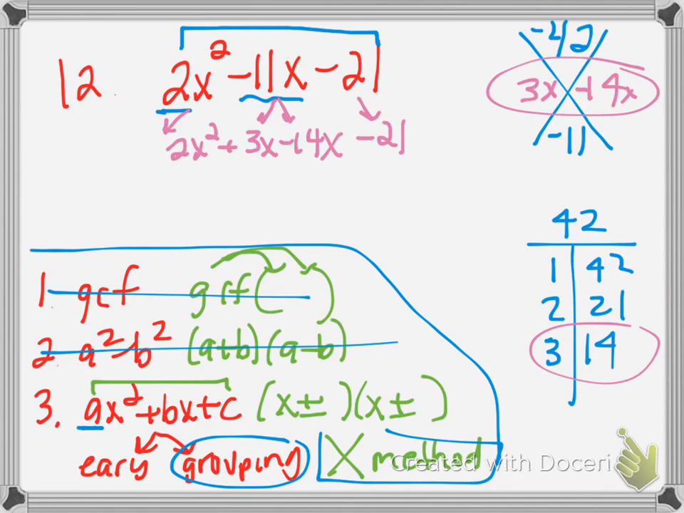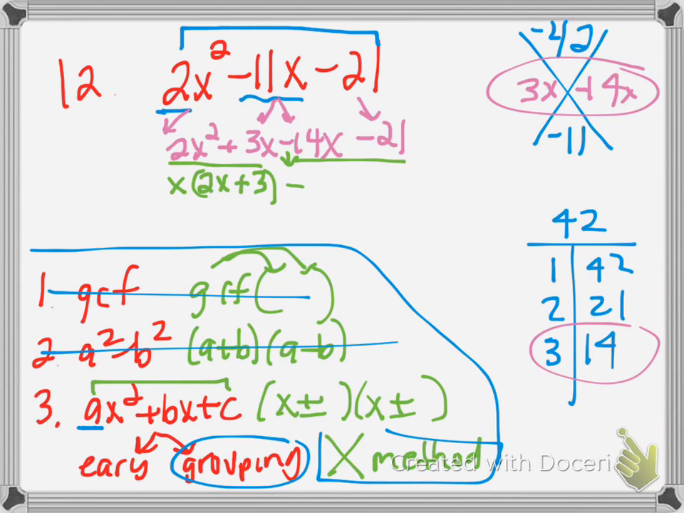From here we underline our two groups and we factor by finding the greatest common factor. First group, no number divides 2 and 3, but they do share an x, so we're going to pull out an x, and then we say x times what gets us back to 2x squared? 2x, bring down the plus sign. X times what gets us back to 3x? Well, just a 3. The minus sign that separates the groups goes straight down.